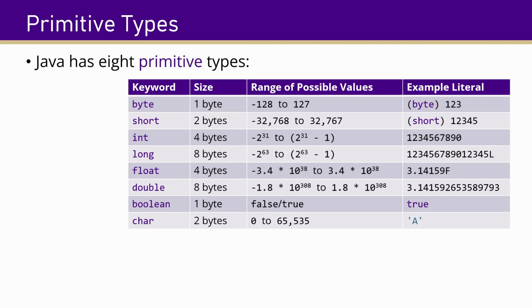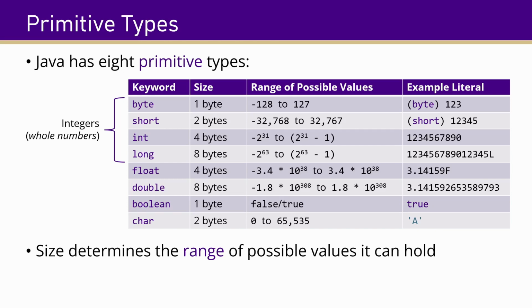So in this table, the first 4 types we have are all designed for storing integer values, aka whole numbers. And we see that each type has a different size it takes up in a computer's memory. Byte is the smallest and long is the largest. And you can see how that influences the range of possible values.